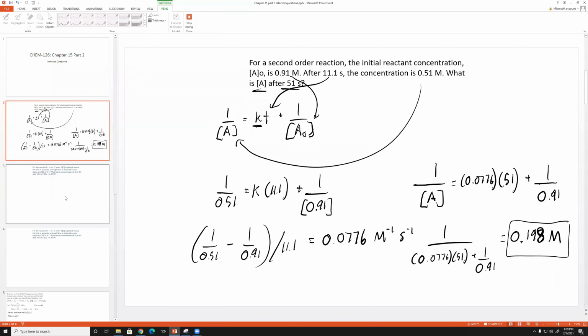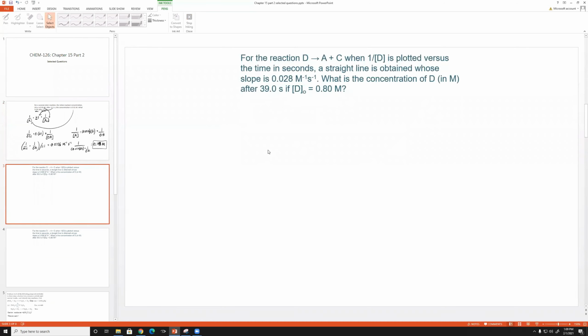Moving on to the second one. For a reaction, D yields A plus C. When 1 over D is plotted versus time, it gives a straight line whose slope is 0.028 per molar per second. What is the concentration of D after 39 seconds if D0 equals 0.8? Now, this is another second order rate law. And we know that because 1 over the concentration of D plotted versus time is a straight line.